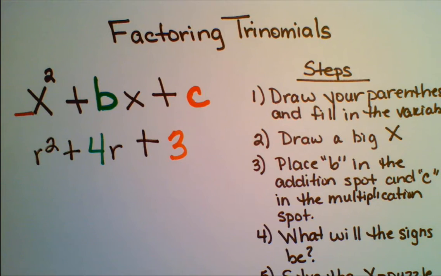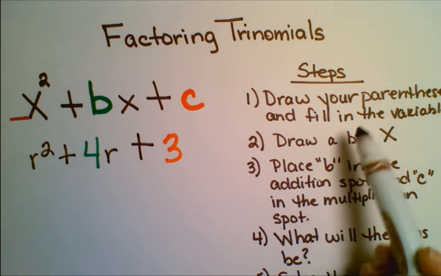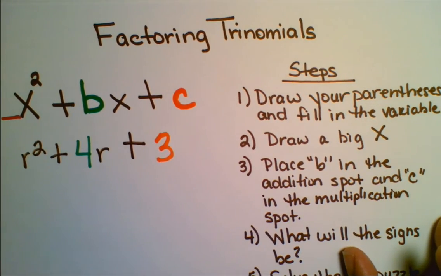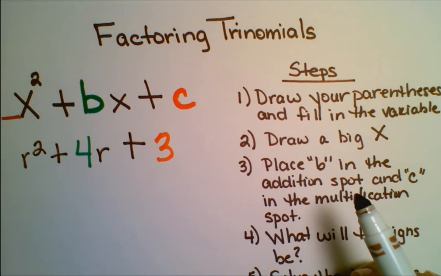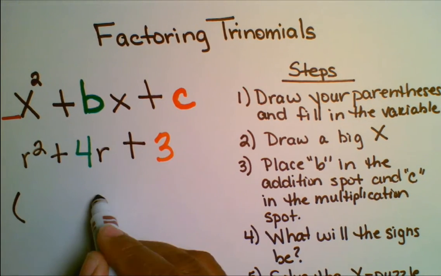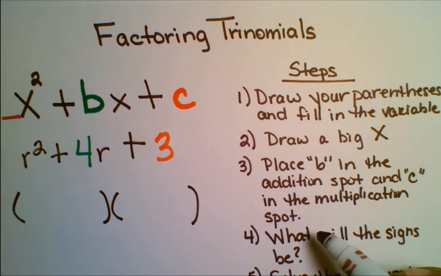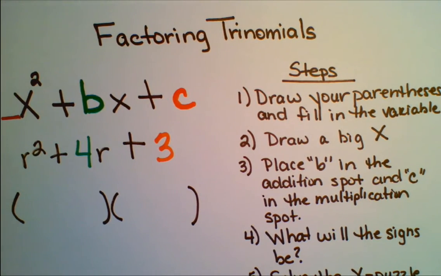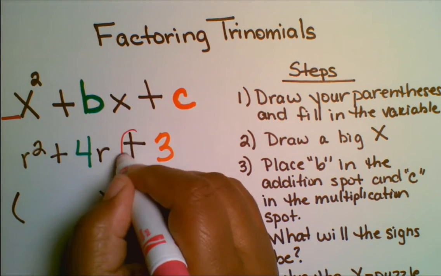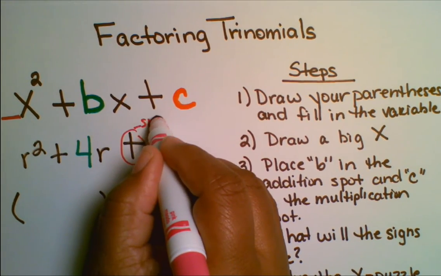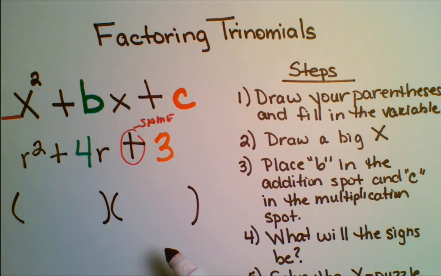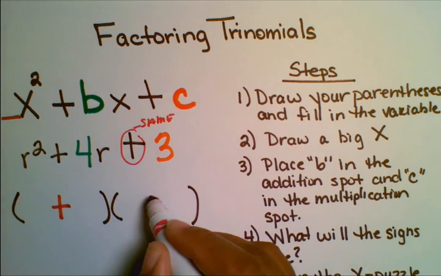So let's set up our template, because the first step says draw your parentheses and fill in the variables. So we're going to draw our parentheses, and we're also going to put the signs in there, because we talked about that in the previous video. The sign of the last term is positive, so we're going to have the same signs. We're going to have 2 positive signs in the parentheses.